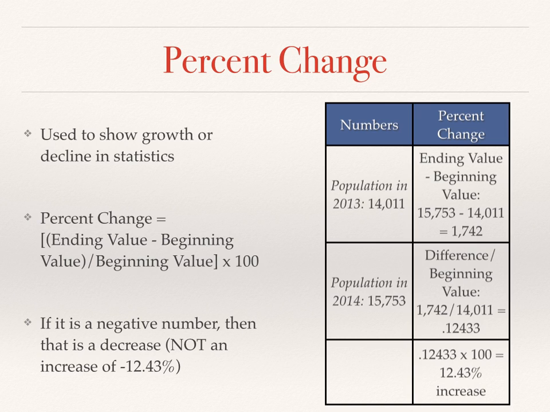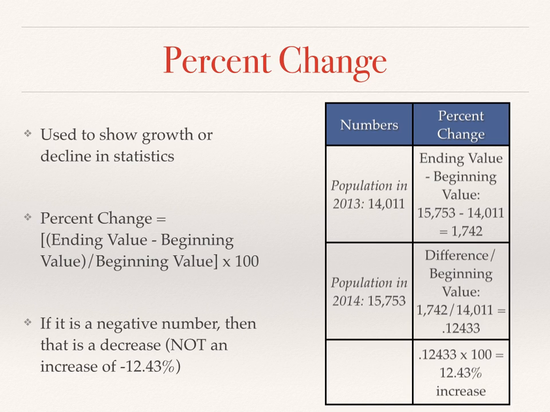So for example, if you had a town with a population of 14,011 in 2013, and you wanted to analyze the percent by which the population increased in 2014 when the total population went up to 15,753, then you would start by finding the difference between 14,011 and 15,753. That difference is 1,742. You would then take that difference and divide it by the beginning value, which in this case is the population from 2013, which is 14,011.